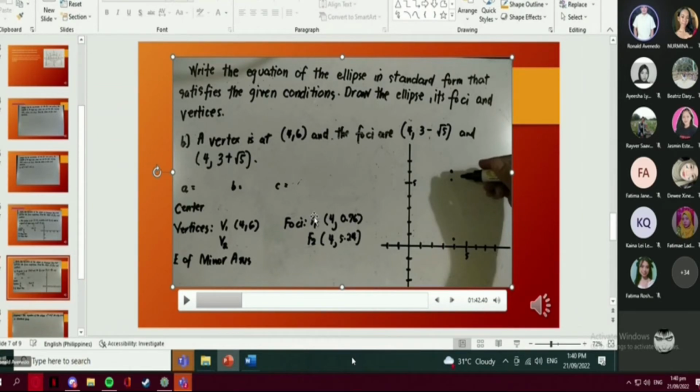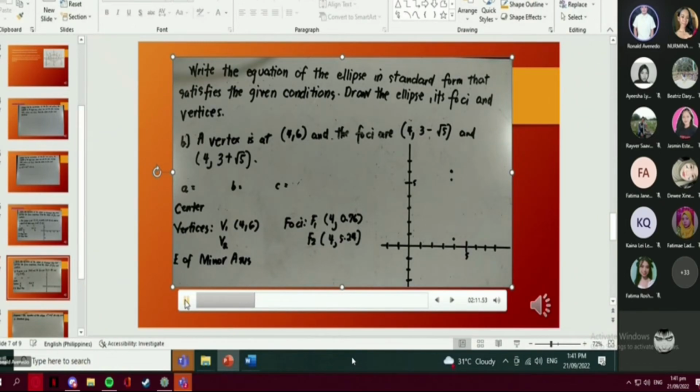Now, why I changed 3 minus square root of 5 here to 0.76 is for us to determine its value so we can graph it on the Cartesian plane. But still consider how the coordinates are written in the problem. If you notice, the vertex, one vertex, then the foci. So the vertex is located at the upper part of the foci. Meaning, if we draw a line connecting these 3 points, the ellipse would be vertically inclined.